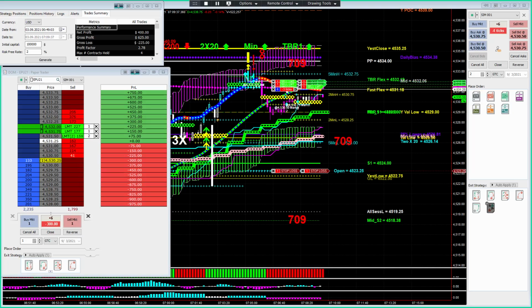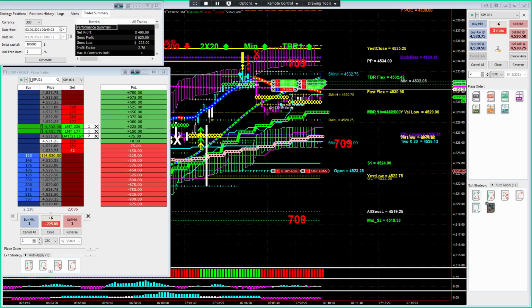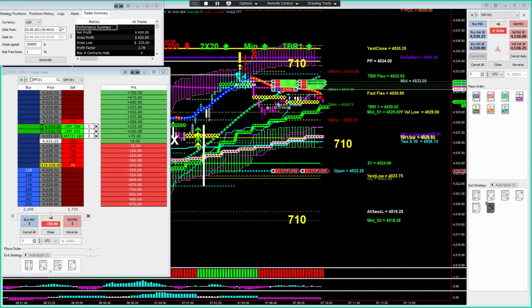But as you can see, now that I'm right here, if it turns ugly and I go the other way, if I go short, I'm still relatively close to my position average. Needs to hang in here. Here's 710.